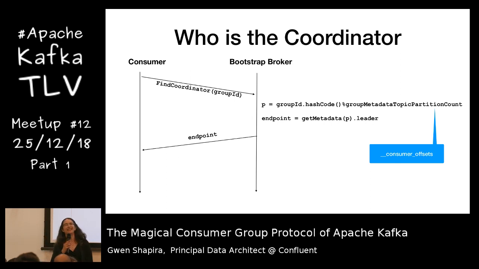Repeat the question. Yes, okay. The question was whether the consumers all run in the same JVM or different JVMs. And the answer is they run on different JVMs, usually totally different hosts. This is basically our scale-in, scale-out mechanism.